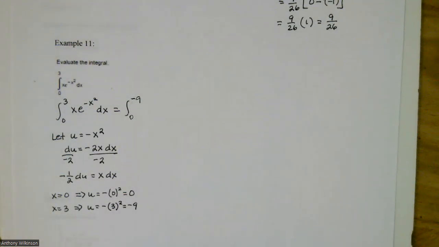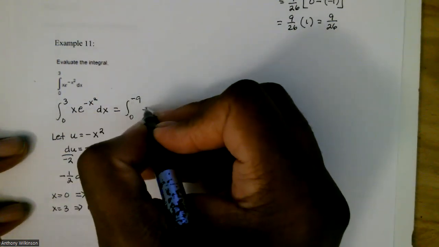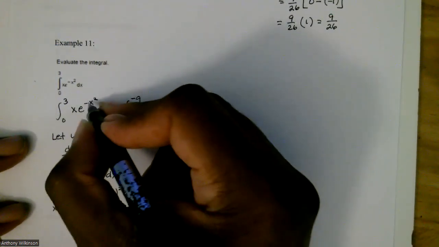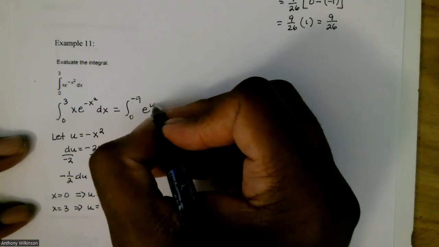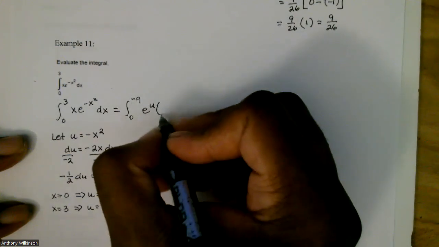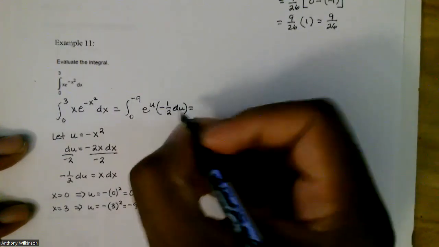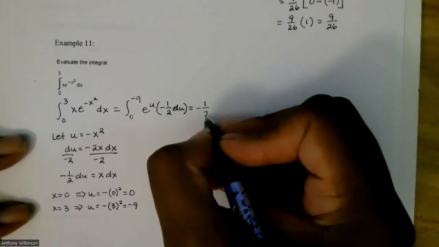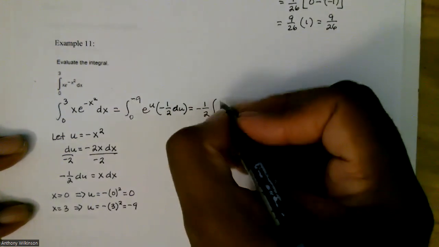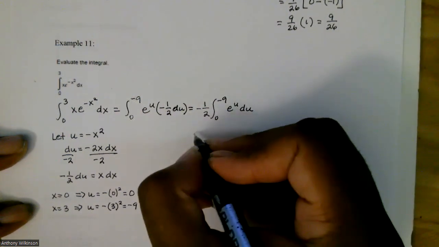So it's going to be from 0 to negative 9. And then, of course, this will be times e to the negative x squared. That's going to be what u is. x dx is this, that negative 1/2 du. And the negative 1/2 I can pull out in front, so it'll be negative 1/2 times the integral from 0 to negative 9 of e to the u du.